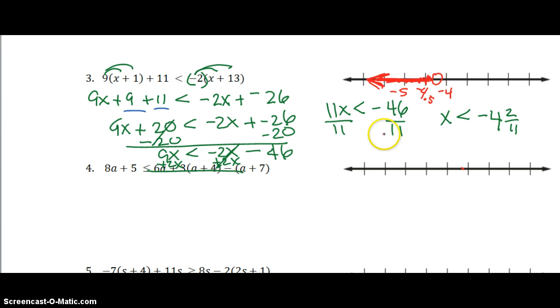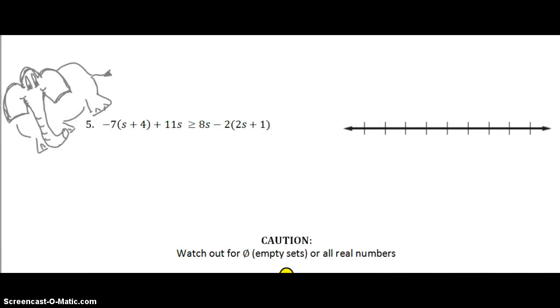And I have a negative answer, but I got there by dividing by a positive 11. Notice I'm saying that out loud. That is me checking myself to see that I wasn't supposed to flip my inequality sign. I call these elephant problems because how do you eat an elephant? One bite at a time.